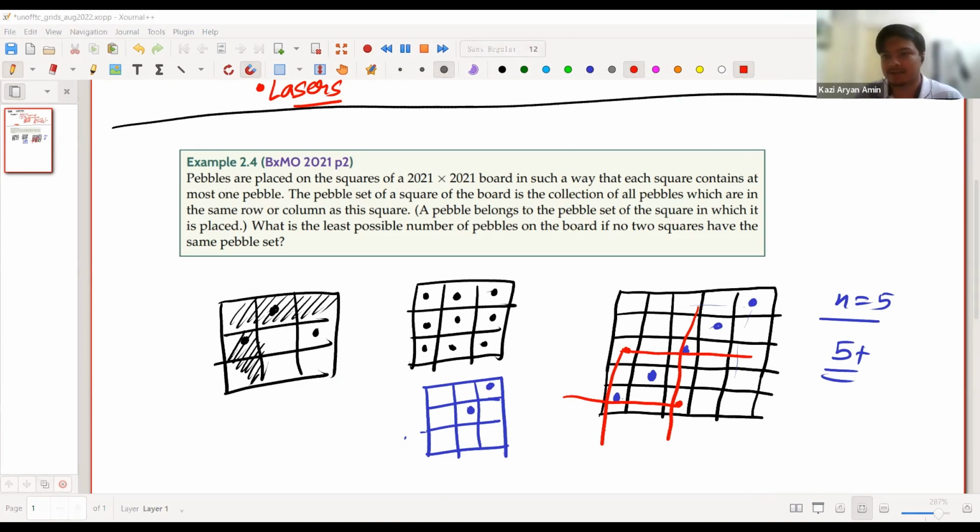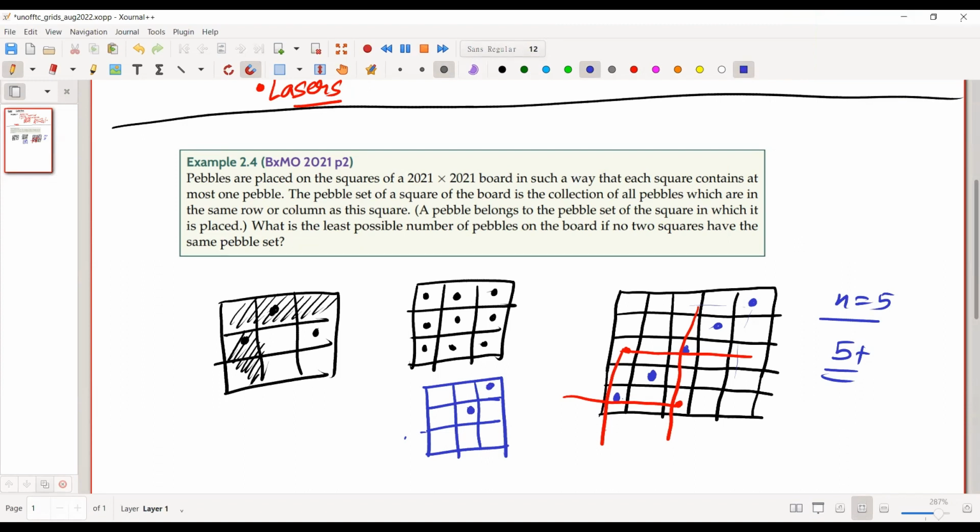So the diagonal case is not valid. You have these two guys having the same pebble set. So you do need to add more pebbles to ensure distinct pebble sets. Does that make sense? Does anyone have any questions regarding this?